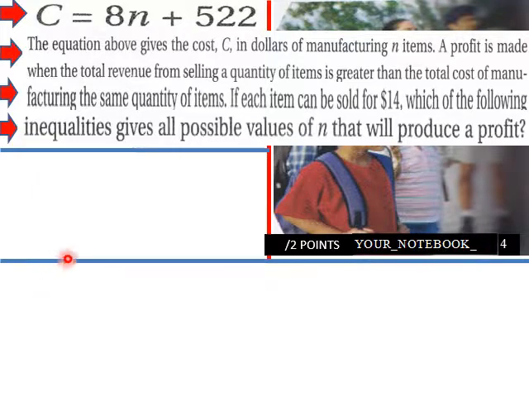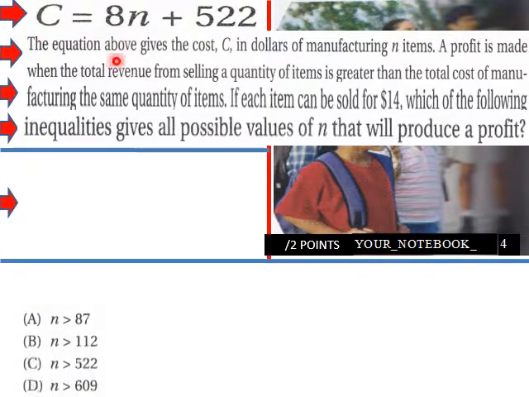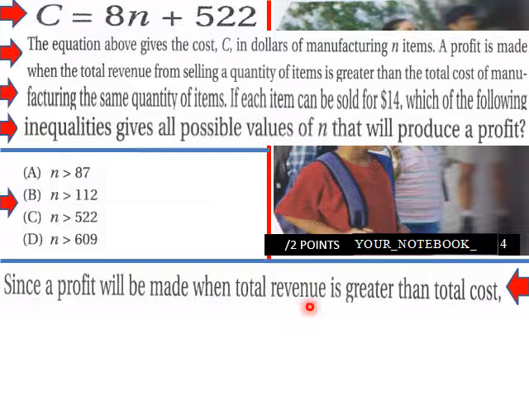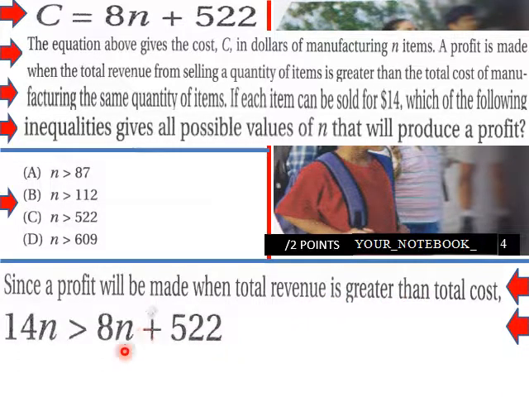So here are our quantities that will make this statement valid. Since the profit will be made when revenue is greater than total cost, then we have 14n is greater than 8n plus 522, and then 14n minus 8n is greater than 522.